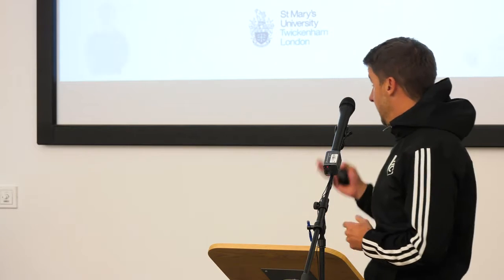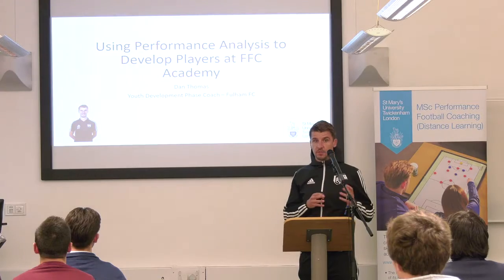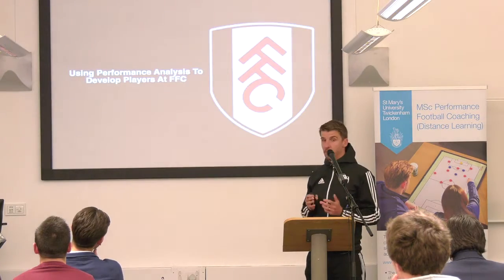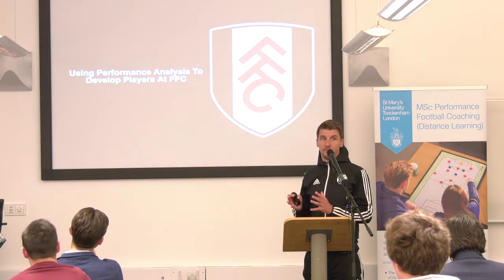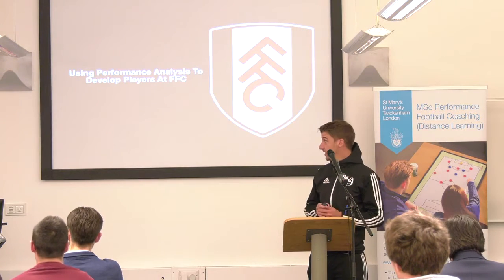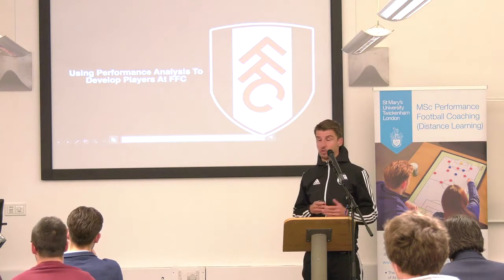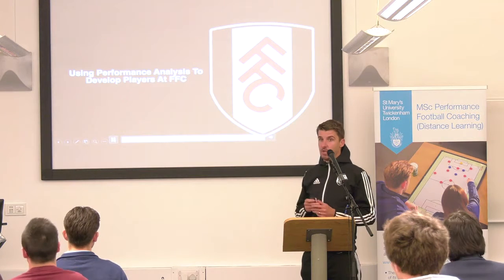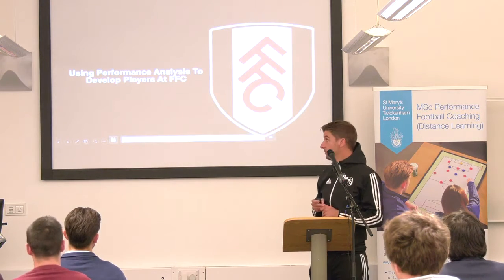So at the start of the season, we decided as an under-18 team that we were going to play with a 4-4-2. We had 4 strikers in the group. We usually play 4-3-3, but we wanted to play a system that would allow us to have 2 strikers on the pitch at one time. So we decided we were going to play a 4-4-2 diamond.